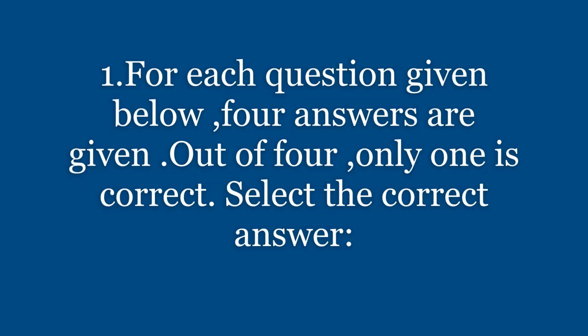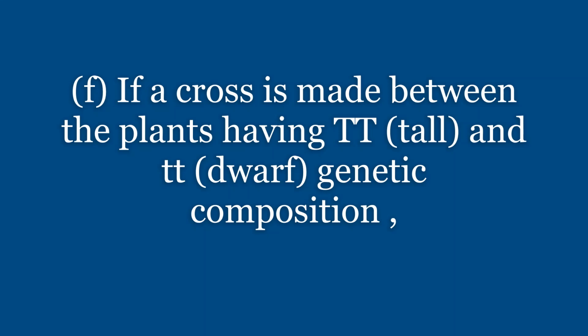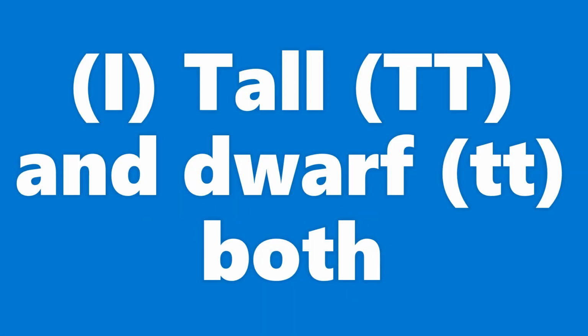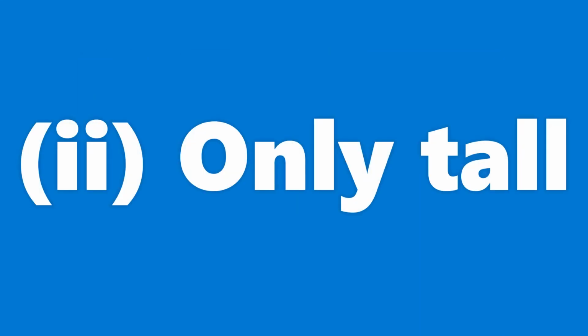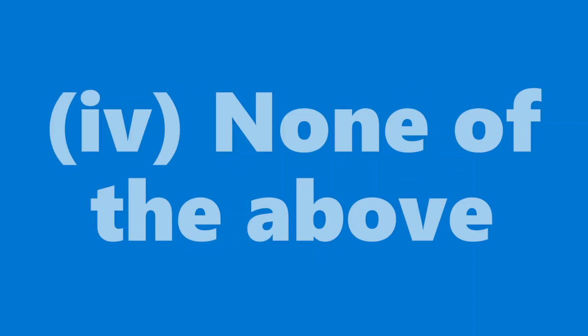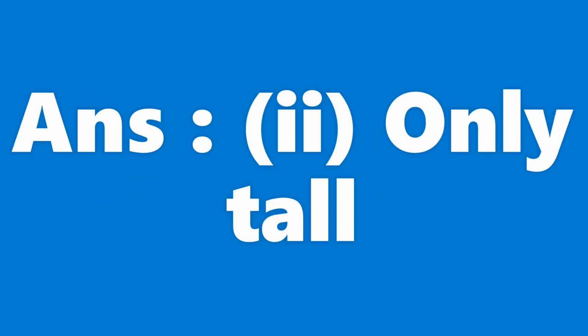Number 1. For each question given below, 4 answers are given. Out of 4, only 1 is correct. Select the correct answer. If a cross is made between the plants having TT and TT genetic composition, which type of plants will we obtain in the next generation? Options are given below. Number 1, tall and dwarf both. Number 2, only tall. Number 3, only dwarf. And number 4, none of the above. Answer of this question is number 2, only tall.